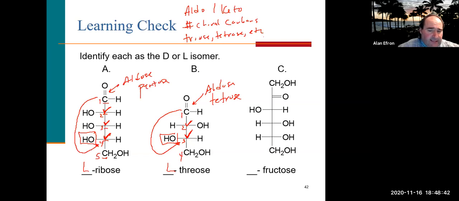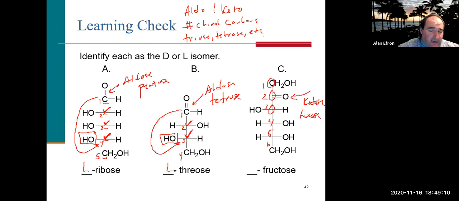And lastly, we have our ketone group here, so this would be a ketose. Again, this is 1 carbon, 2 carbons, 3 carbons in a row with the double bond on the second carbon. We have carbon 1, carbon 2, carbon 3. This then would be carbon 4, that would be carbon 5, that would be carbon 6. And that's a hexose.